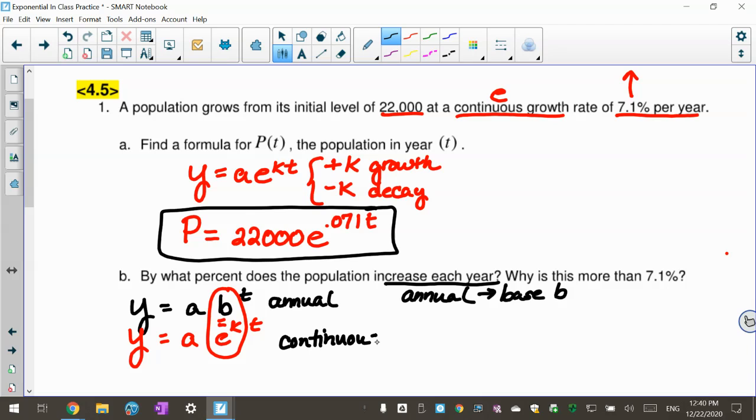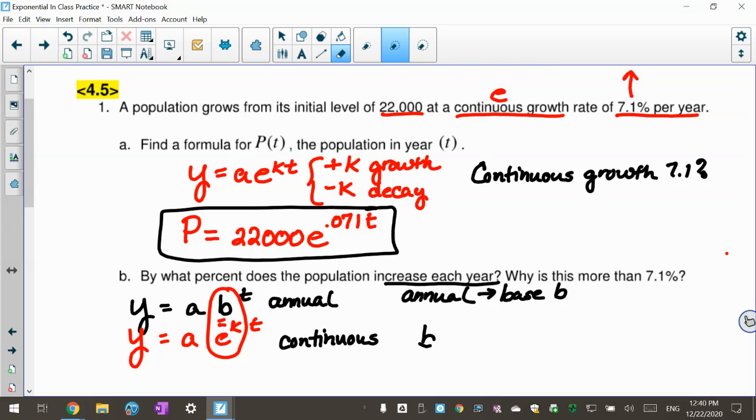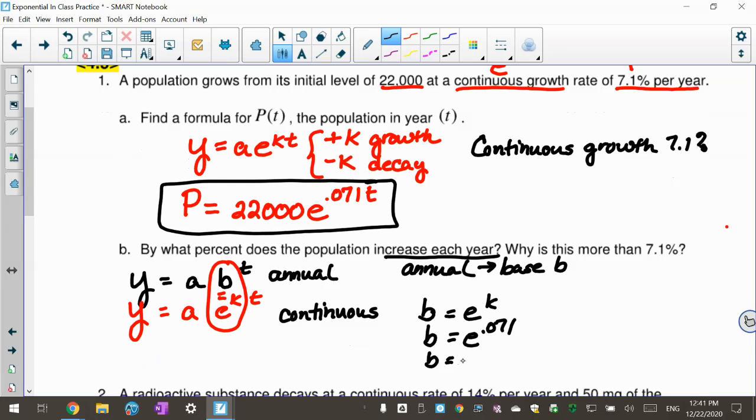So if they ever ask you, what is the actual percent increase? The continuous growth or continuous increase up here was 7.1%. But because it's continuously growing, your actual annual increase is actually going to be more. So all you do is you say b is going to equal e to the k, because that's what they're equal to each other. So I'm just going to convert it to b and say e to the 0.071. And when I put that in my calculator, b comes out to be 1.0735. Subtract your 1, and move your decimal place, so that's 7.35% annual growth.